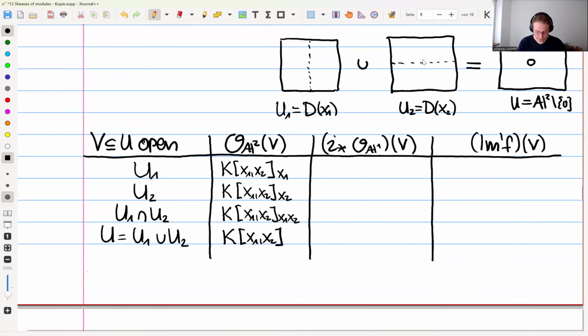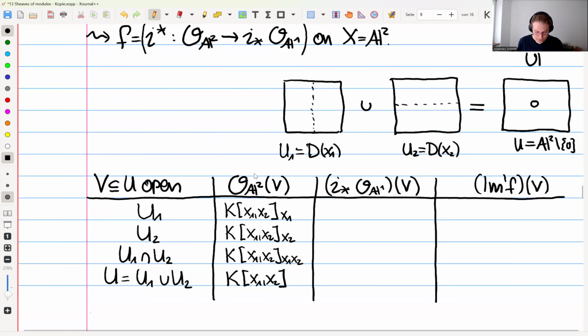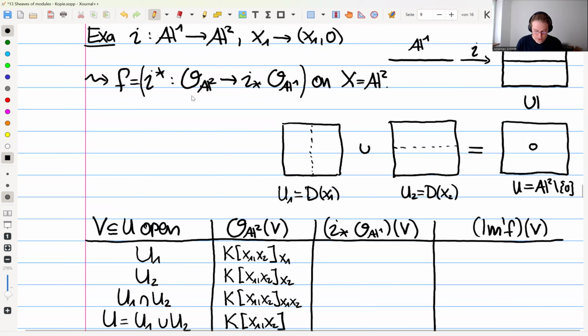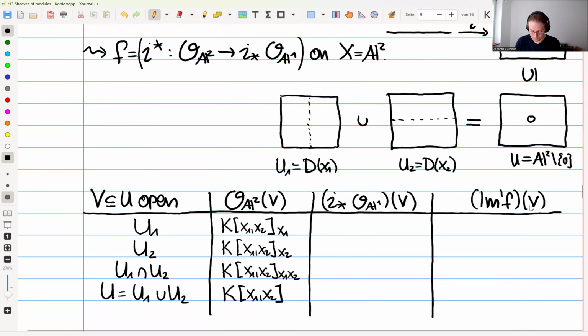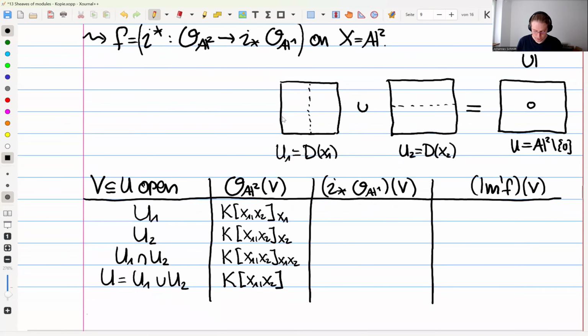And this entry here will be the reason why this example works and why this example gives a counterexample. Okay, so this was the thing here. And now, we need to calculate these because we need to calculate the images of this thing on different open sets to get this image presheaf here. So now let's compute what the target does. And so we need to see what this push forward sheaf does on V.